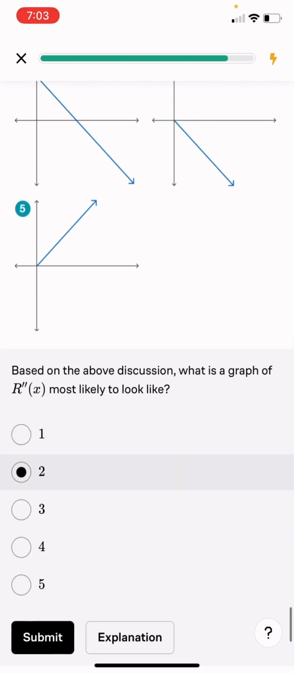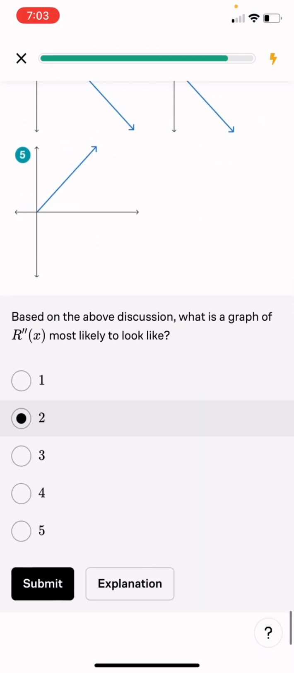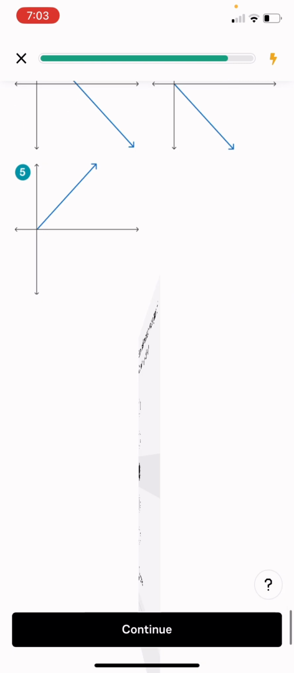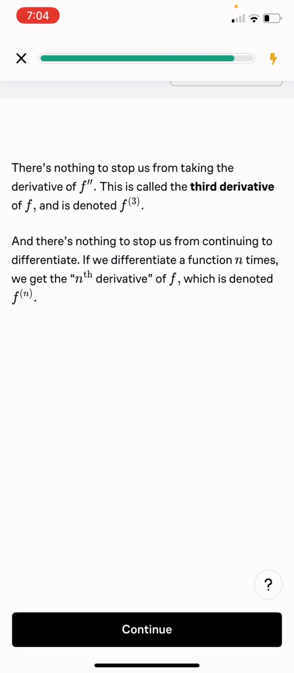There's nothing to stop us from taking the derivative of f double prime. This is called the third derivative of f, and is denoted as f to the third, or f triple prime. There's nothing to stop us from continuing to differentiate. If we differentiate a function n times, we get the nth derivative of f, which is denoted as f to the n, or it could go infinite. These higher order derivatives don't tend to correspond to real-world phenomena directly.